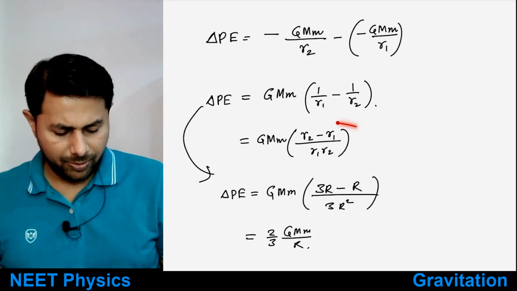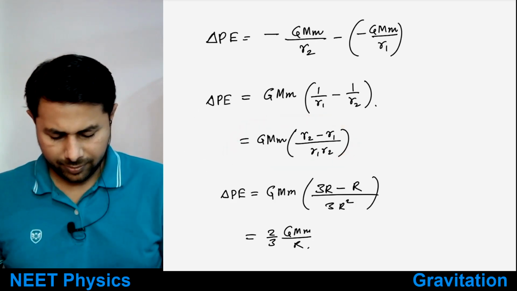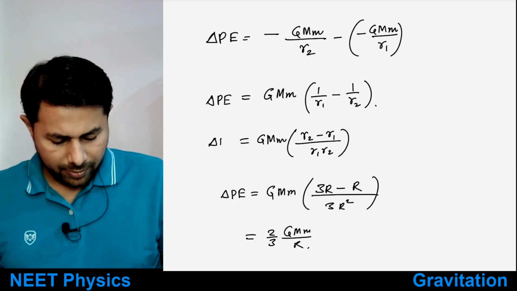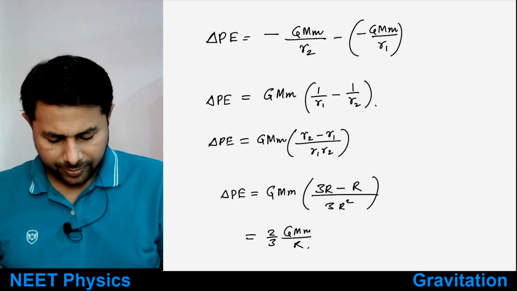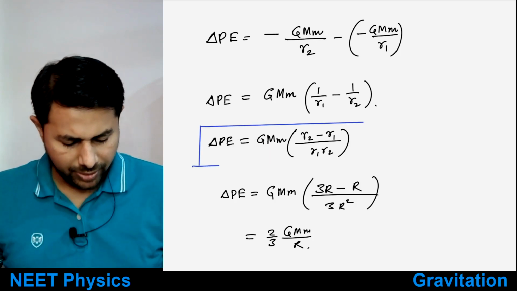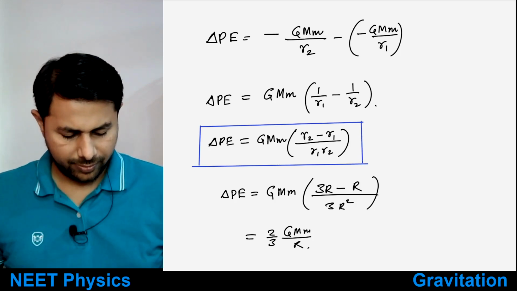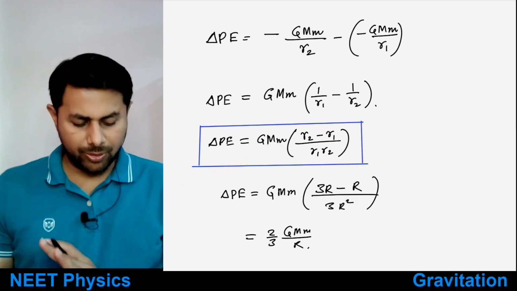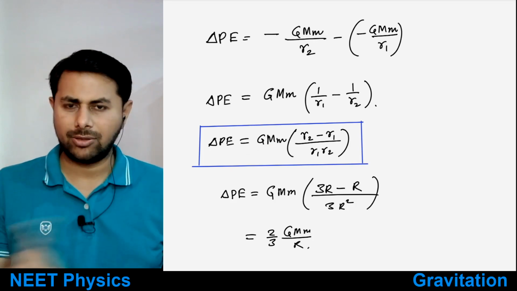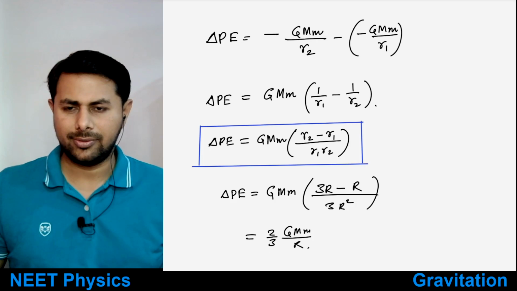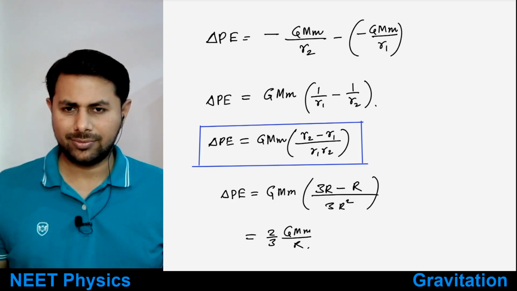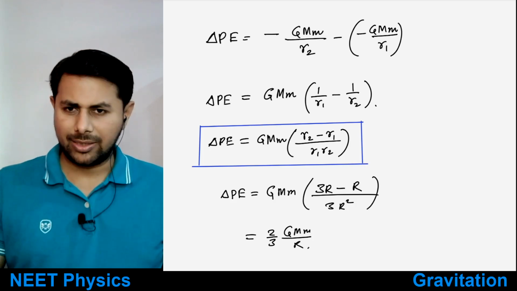Okay, so if you remember this formula, then you can directly put the value, right? So change in potential energy when body is moved from R1 to R2 is equal to GMM multiplied by R2 minus R1 divided by R1 R2. Okay, this is clear? Yes, no? Just put the values there.